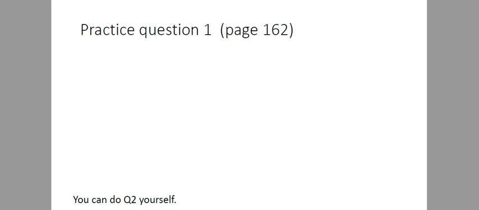The first one is the question on page 162, practice question 1. It's just a calculation of the gross profit made by the retailer. So we'll just make the notations and we'll see what's the information given here. So we are given revenue. So let's say revenue. The revenue is $340,000.